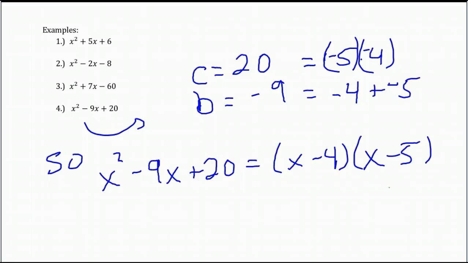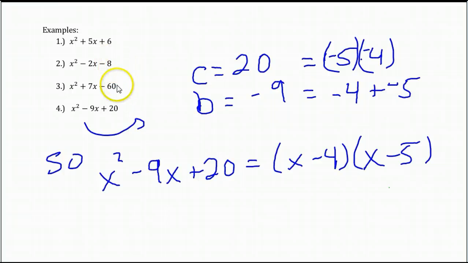Okay, a couple things worth pointing out. Each of these examples illustrated a couple of the sign conventions. If the c term is positive, then both of your factors must be either positive or negative, and that can be determined by the coefficient of x. So if the constant term is positive, they both have to be positive or both have to be negative, and then it'll be determined whether they add up to a positive number, like in the first example, or a negative number, like in the last example.